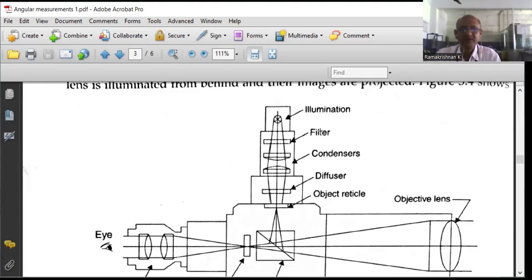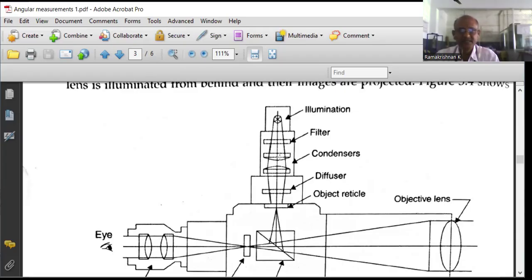Now from the point source, the light is made to pass through the filter. Here the filter absorbs everything except the required color and the required range of frequency of light. It absorbs the other unwanted colors of light. So only the required color and type of light passes through the filter, and the remaining portion of the light is absorbed by the filter.